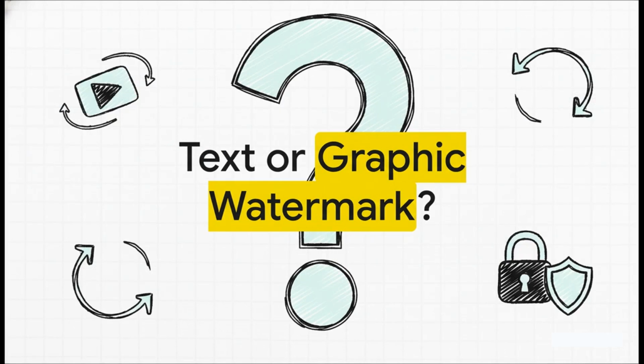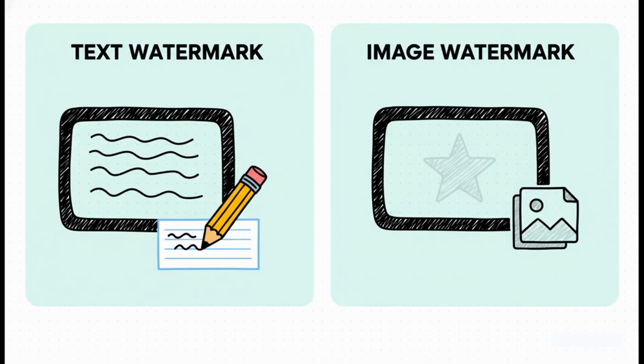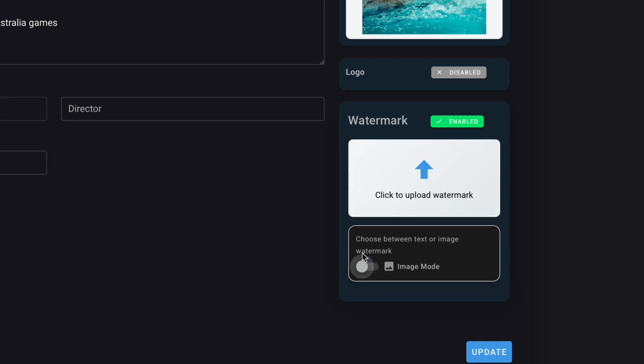So once it's enabled, you get to make your first choice. Are you going to go with a simple text watermark, or do you want to brand your screener with your own custom graphic? So you've got 2 options here. On the one hand, the text watermark. It's simple, it's direct, it's professional, gets the job done. On the other hand, you can add your own branding with an image watermark.